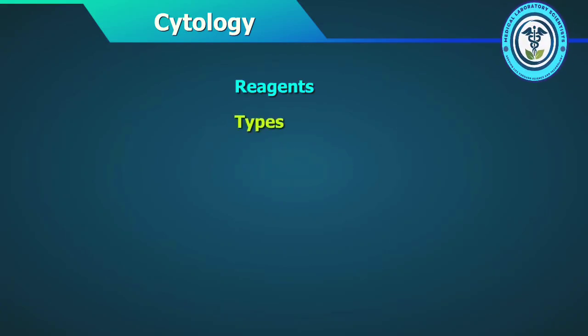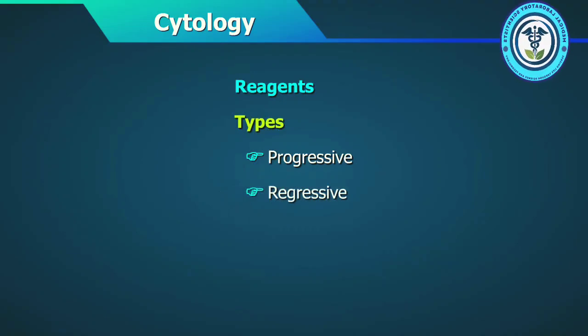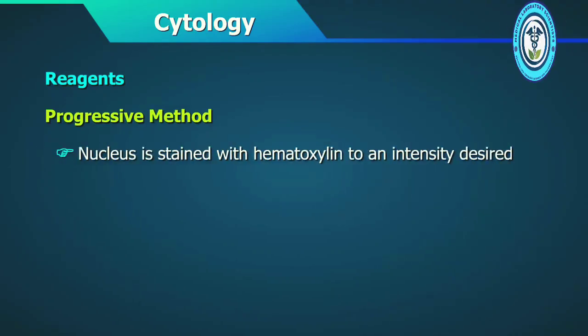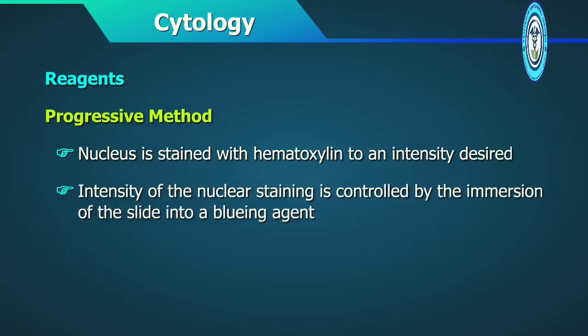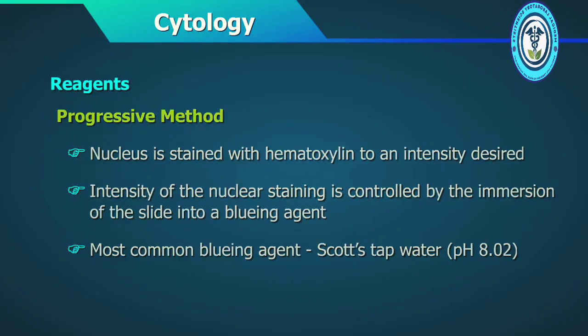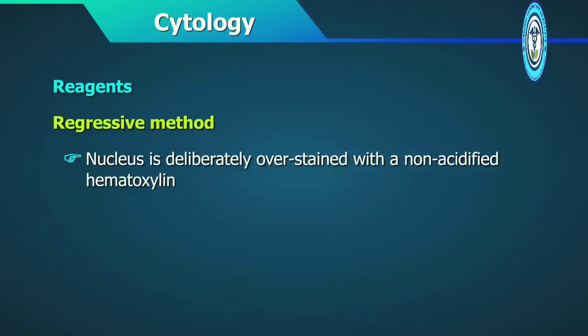There are 3 types of Pap stain. 1. Progressive. 2. Regressive. 3. Rapid. Progressive method. In the progressive method, the nucleus is stained with hematoxylin to an intensity desired. The intensity of the nuclear staining is controlled by the immersion of the slide into a bluing agent. The most commonly used bluing agent is Scott's tap water with a pH of 8.02. Regressive method. In the regressive staining method, the nucleus is deliberately overstained with a non-acidified hematoxylin.